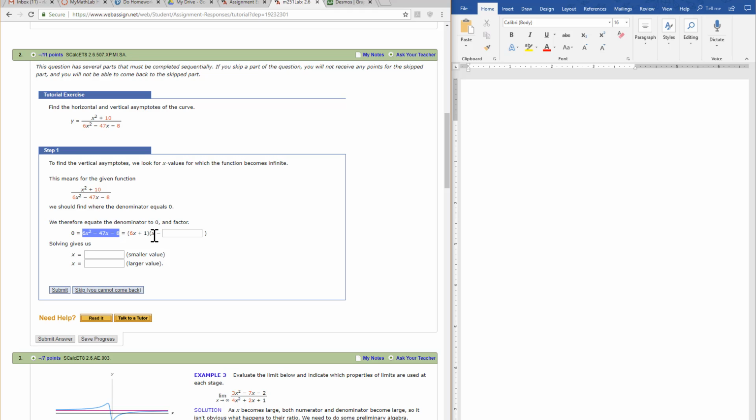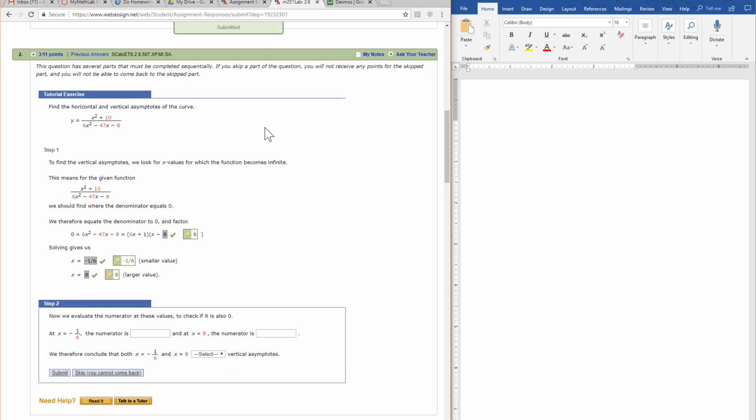We got 6x plus 1 times x minus, looks like the only thing that would make this work is if this was equal to 8. And if that's the case, then our solution is going to be x equals positive 8 and x equals negative. If I solve for this thing set equal to 0, I would bring the 1 over to the other side. That would be negative 1 divided by 6. So this is going to be negative 1 over 6, and then our next term is going to be positive 8. Those are going to be the places where we will have vertical asymptotes.